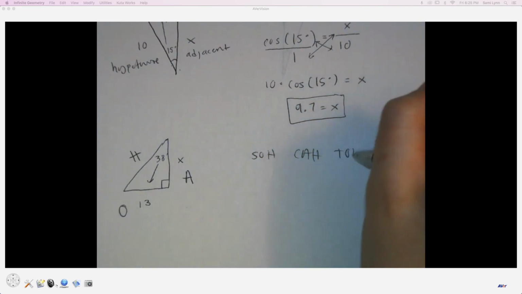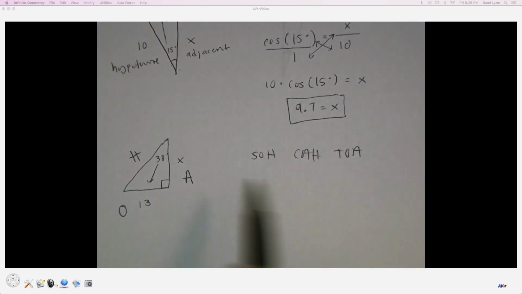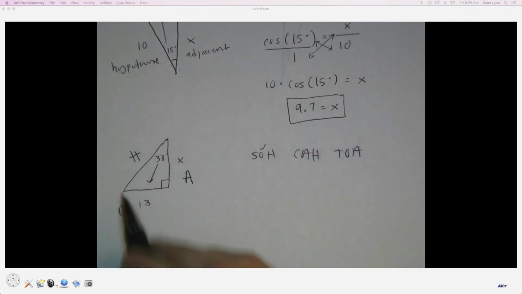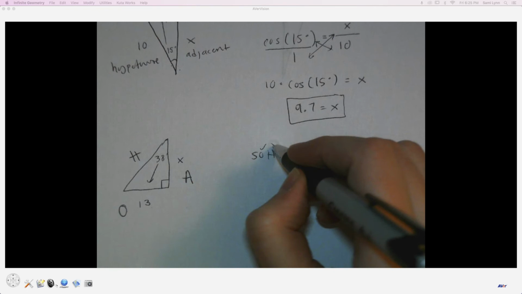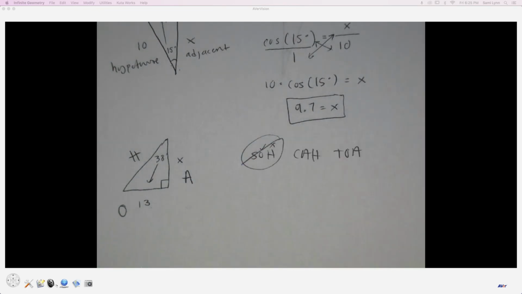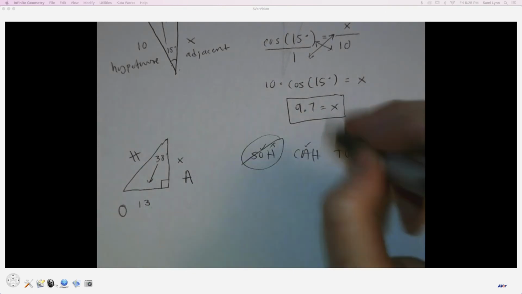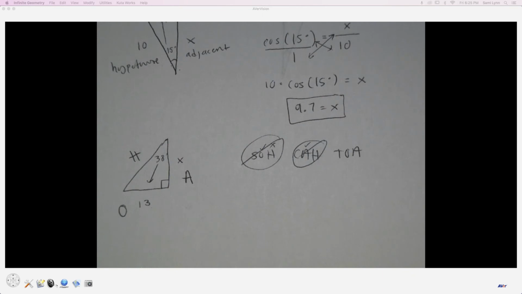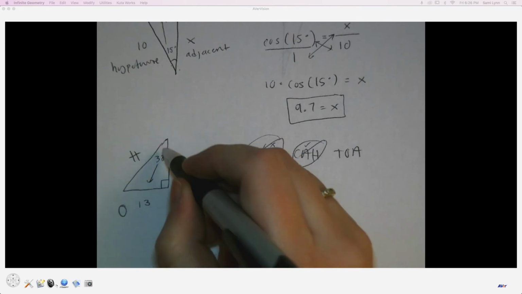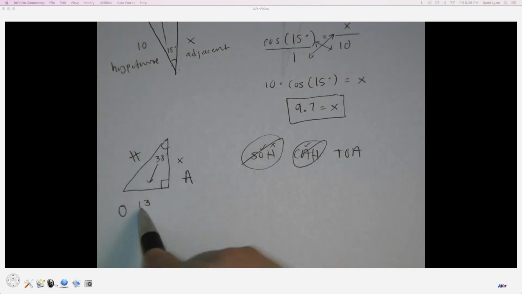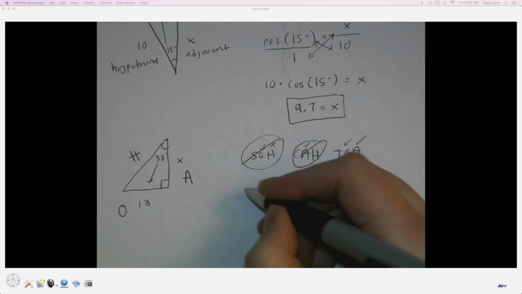SOHCAHTOA. Which one works? Let's think about sine. I have my opposite, so yes. I don't have any value for my hypotenuse. So let's cross that one out. What about cosine? I have my adjacent. Cool. What about my hypotenuse? Once again, I don't have that value. Tangent. Hey, we're only left with one, but we still got to make sure it works. So I have this angle. I've got my opposite, yes, and I've got my adjacent side. Awesome.